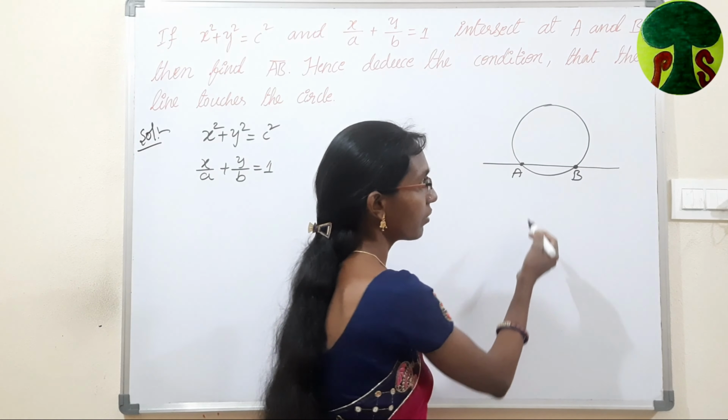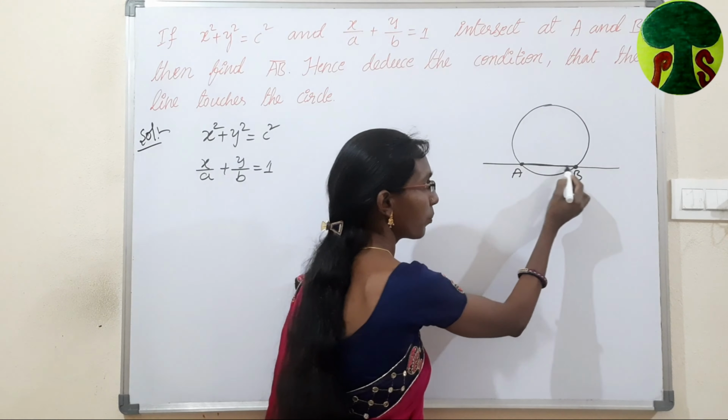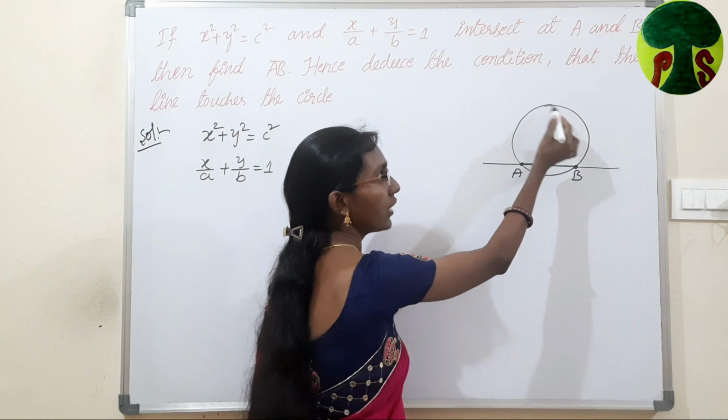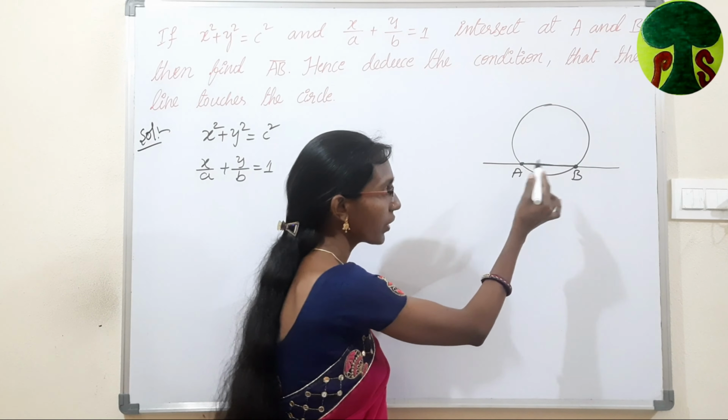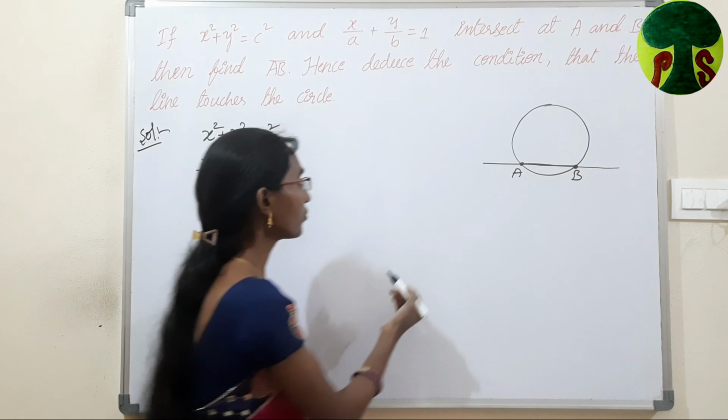And now what we have to find? We have to find the length of AB. Here AB is nothing but a chord to this circle. So we need to find the length of the chord AB.